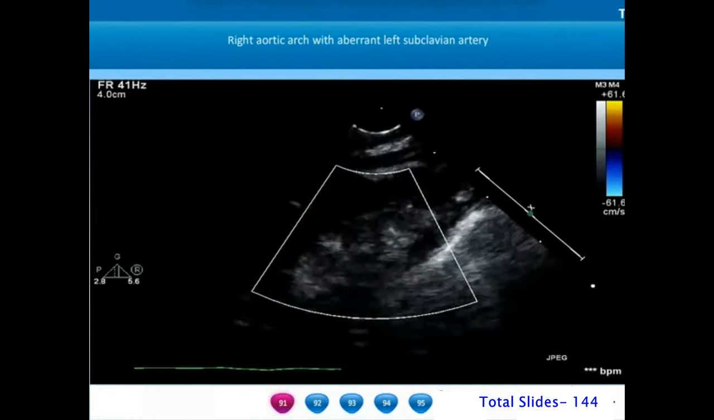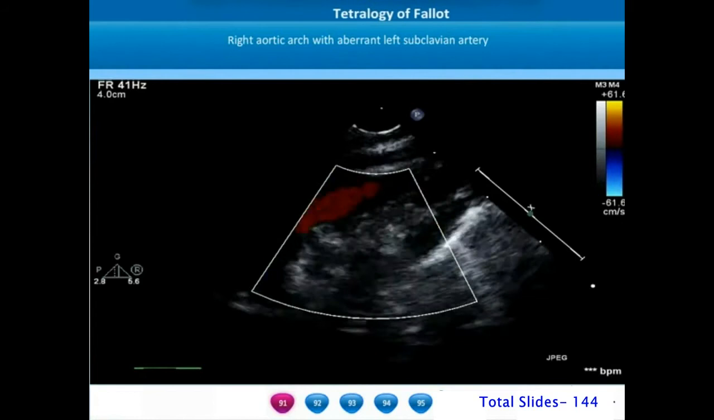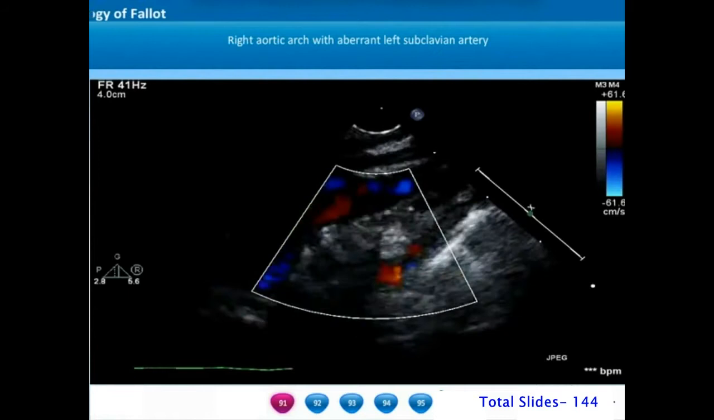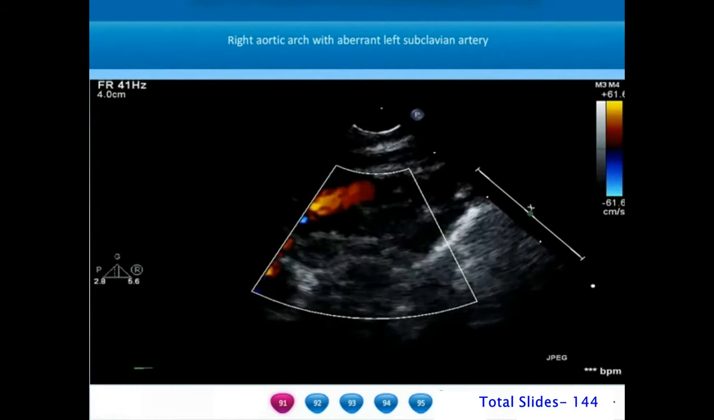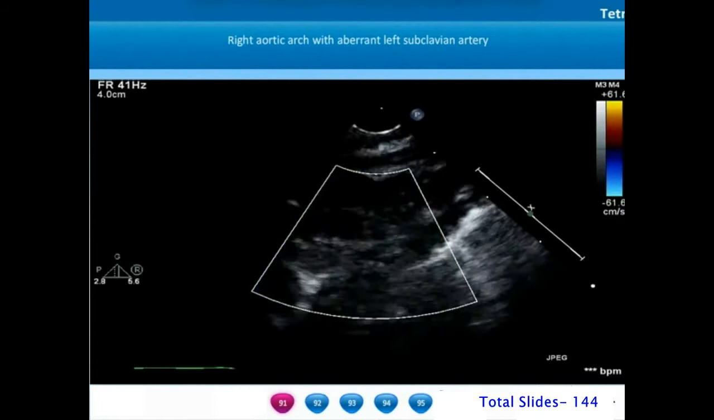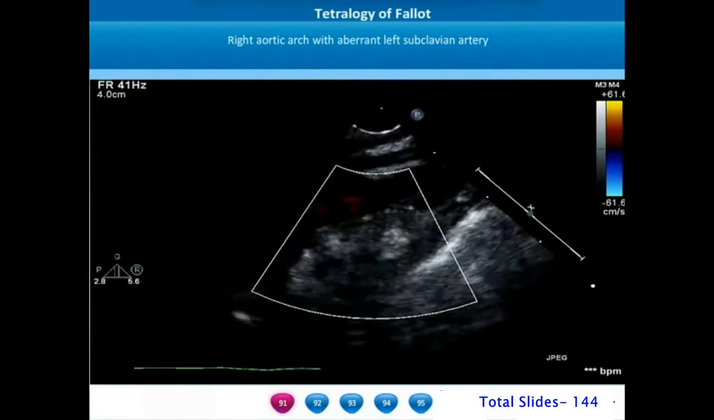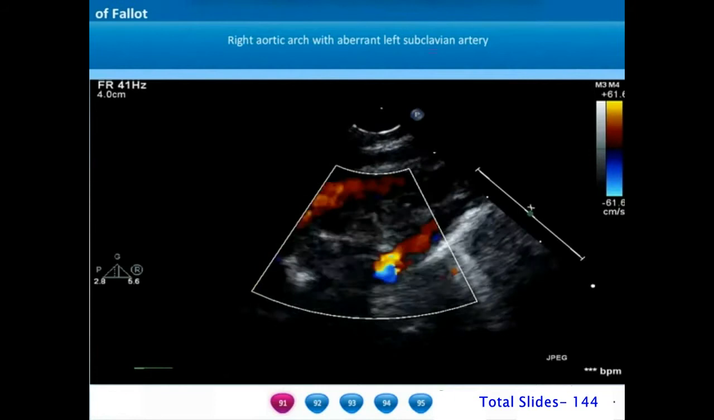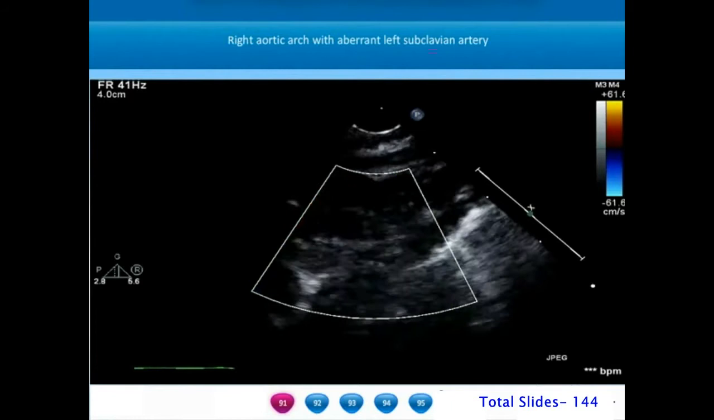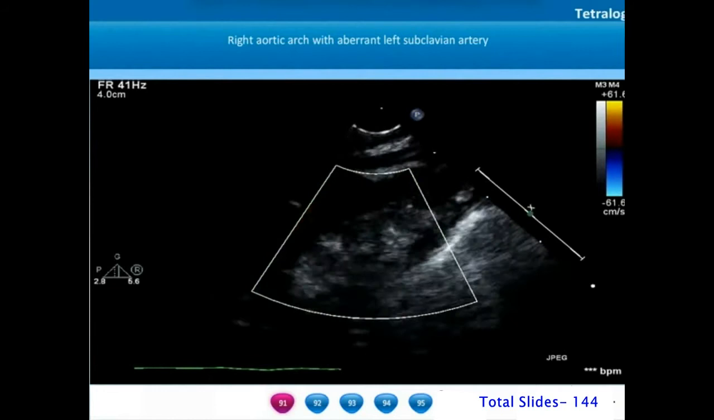Sometimes right aortic arch may be associated with aberrant left subclavian artery in patients with tetralogy of Fallot. We can appreciate the aberrancy of origin of the left subclavian artery in patients with right aortic arch by noticing that the first arch branch does not bifurcate into two. If the first arch branch bifurcates into two, it represents the left innominate artery and the two branches are left carotid and left subclavian artery. If the first arch branch is non-bifurcating and courses towards the left side, it is the left carotid artery alone. And in such patients, on a posterior sweep, we will be able to appreciate an aberrant retroesophageal left subclavian artery.